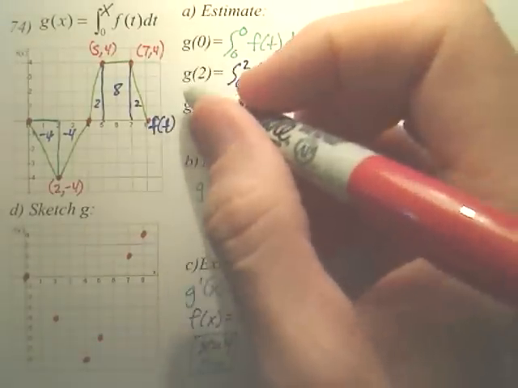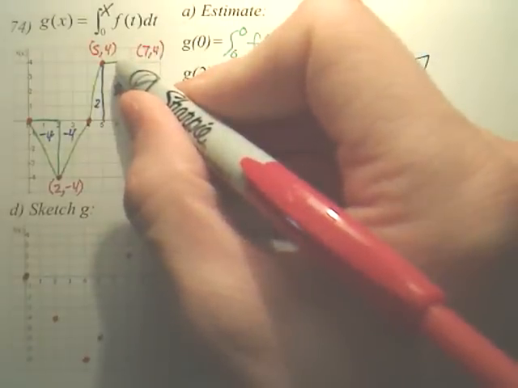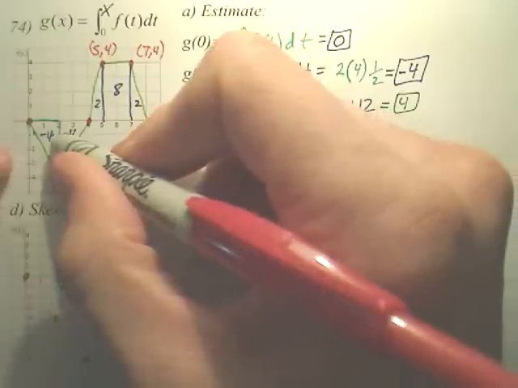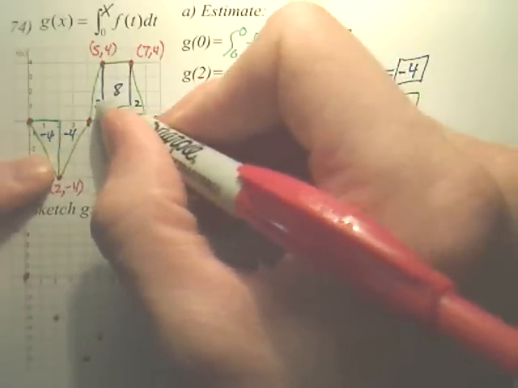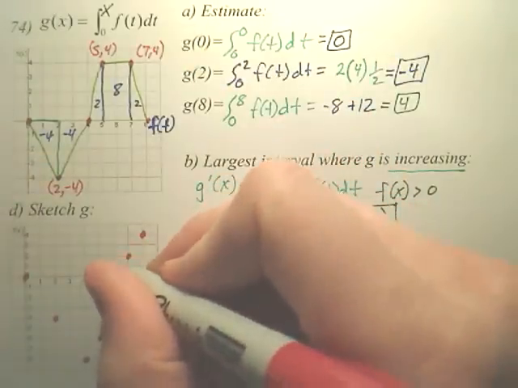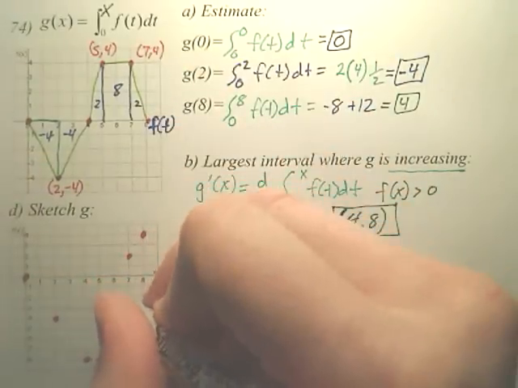Hopefully you're seeing the idea. If I wanted 6, what would 6 be? Well, what's the area? This is negative 8, and isn't this 4 plus 2 is 6? So negative 8 plus 6 is positive 2. Wait, no, it's negative 2. So at 6, you'd be at negative 2.